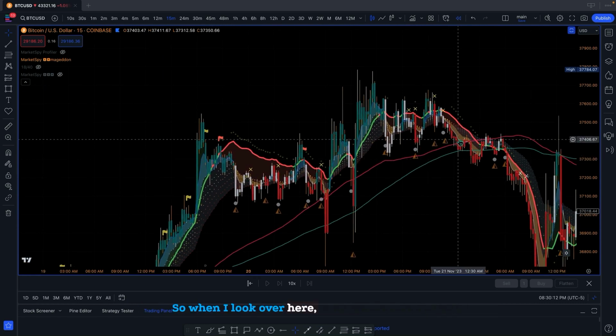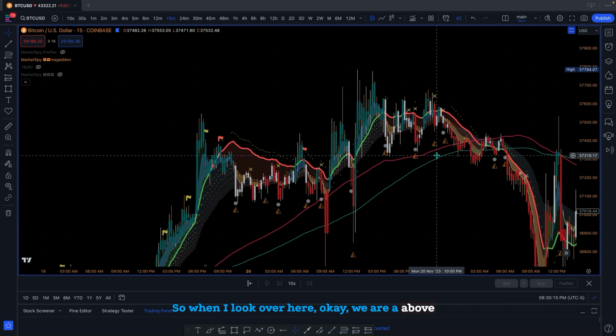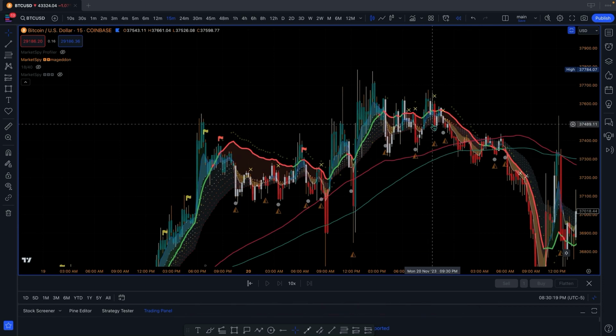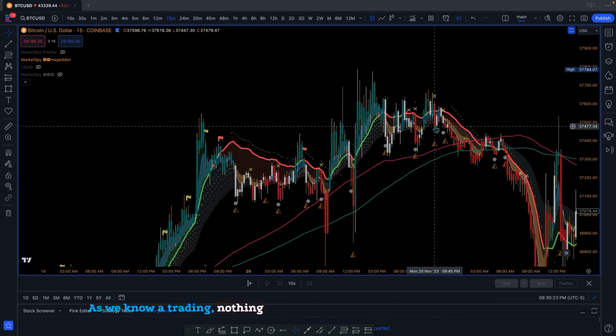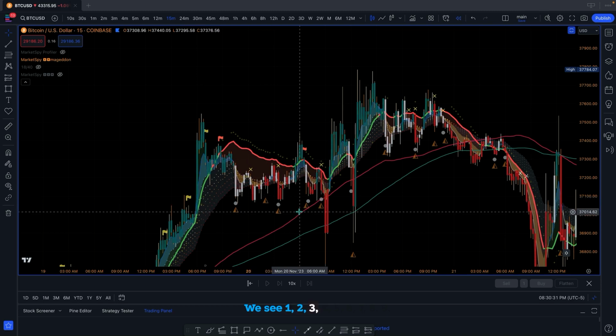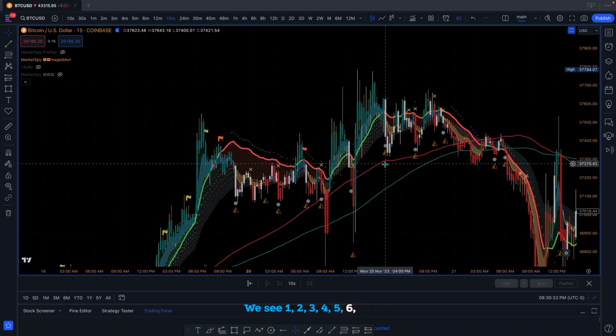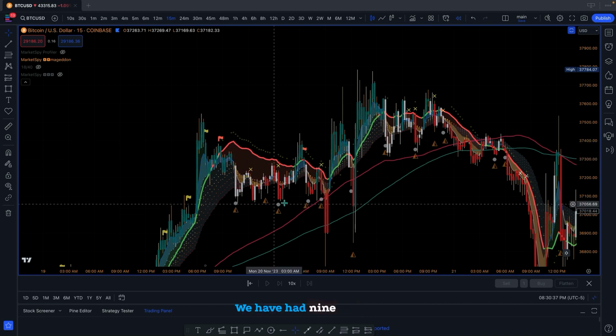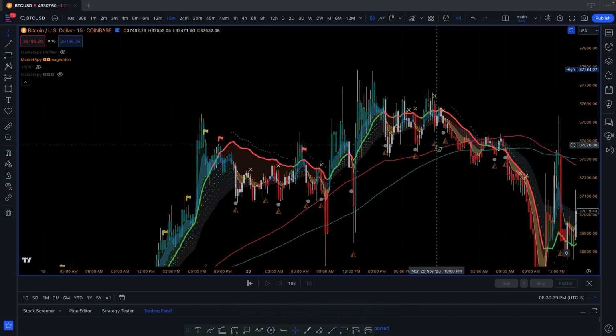So when I look over here, okay, we are above EQ3, but below baseline 1. So why not take this one? As we know with trading, nothing is 100% and nuance has to be there. The nuance is the edge. So we see 1, 2, 3, 4, 5, 6, 7, 8, 9. We have had 9 pushes up.